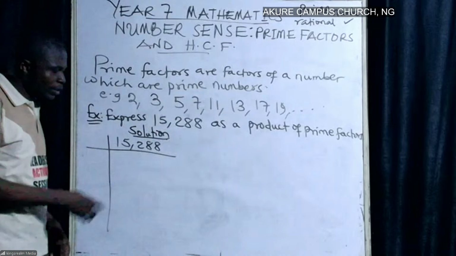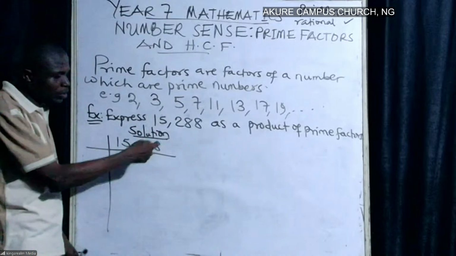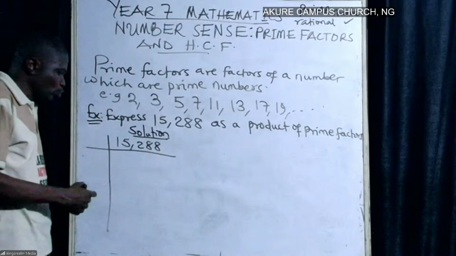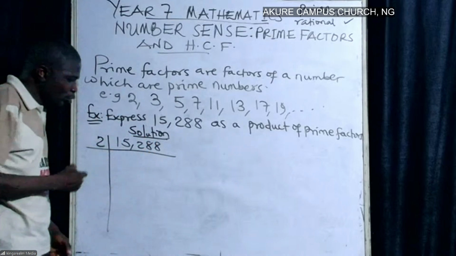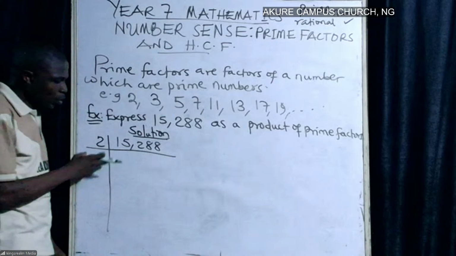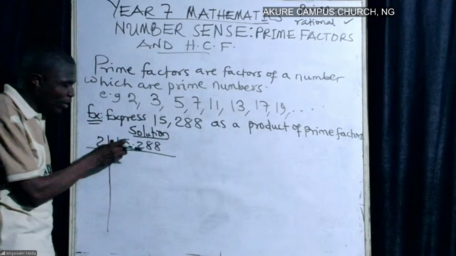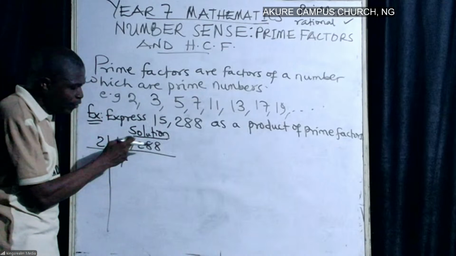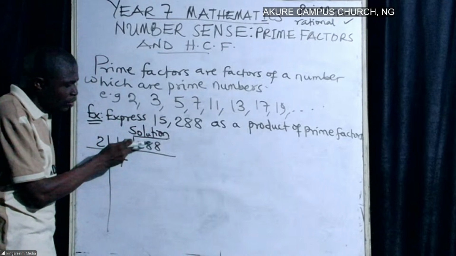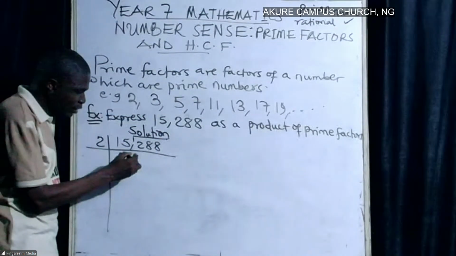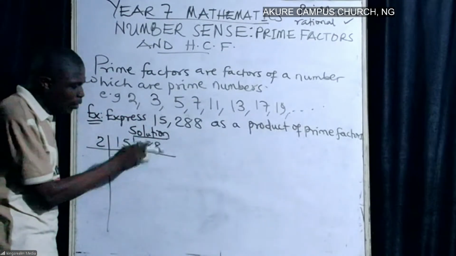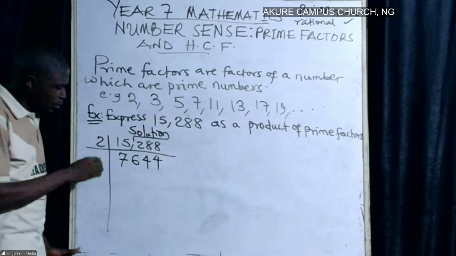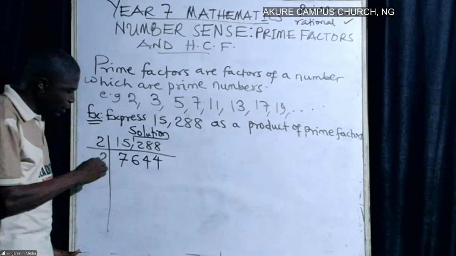15,288, since its last digit is an even number, that means it's divisible by 2. So if we use 2 to divide this, we start from here. 2 can go in 15, that will give us 7, remainder 1. If we take that 1 to this, 2 can go in 12, that gives us 6. 2 can go in 8, that gives us 4. 2 can go in 8 again, that gives us 4.